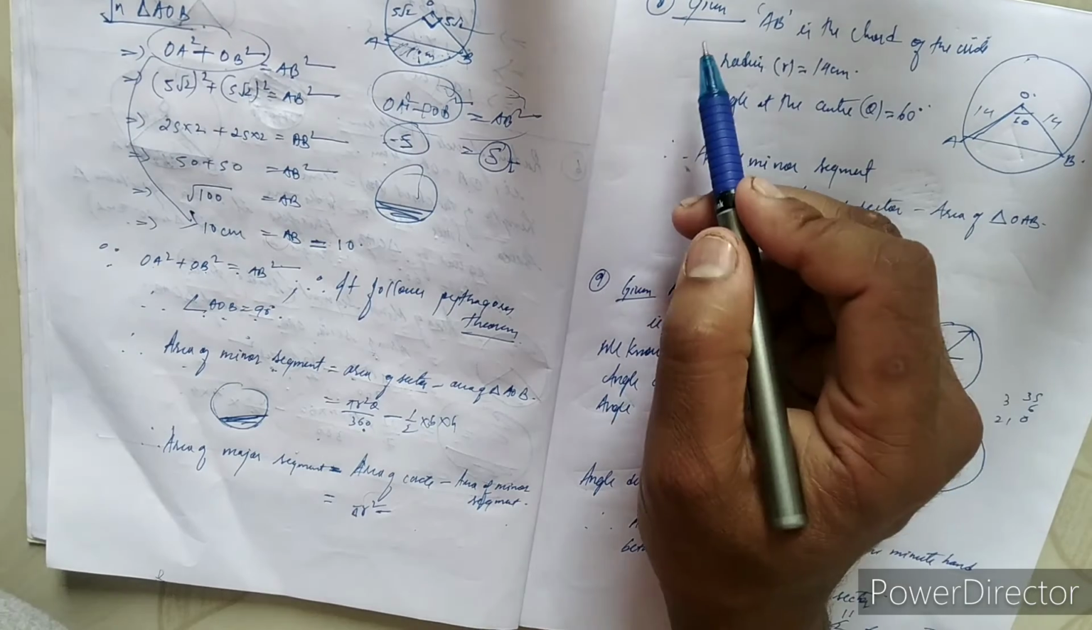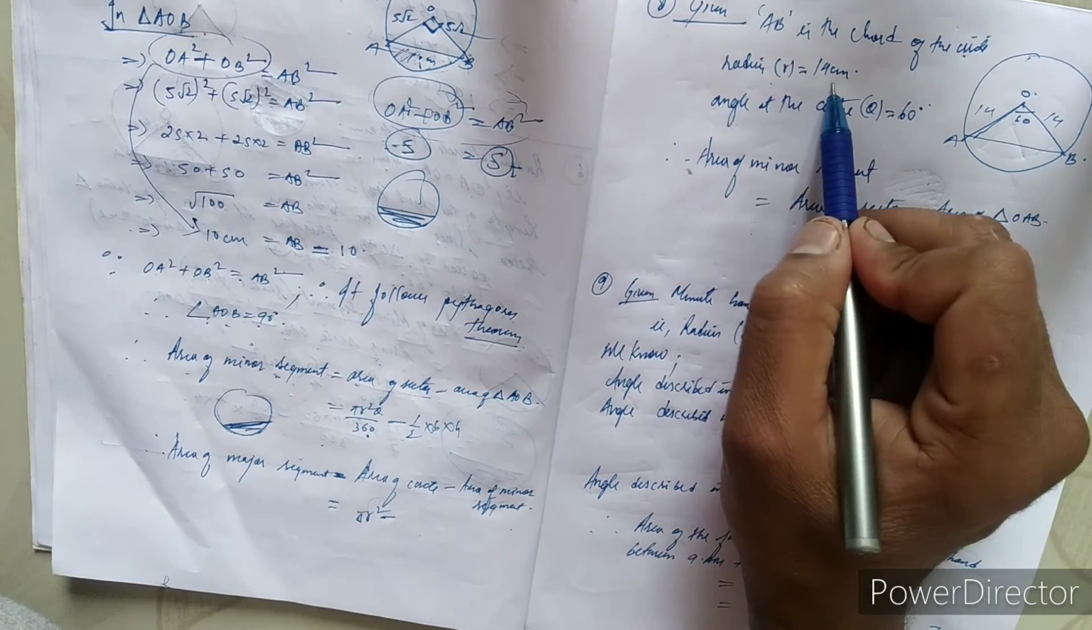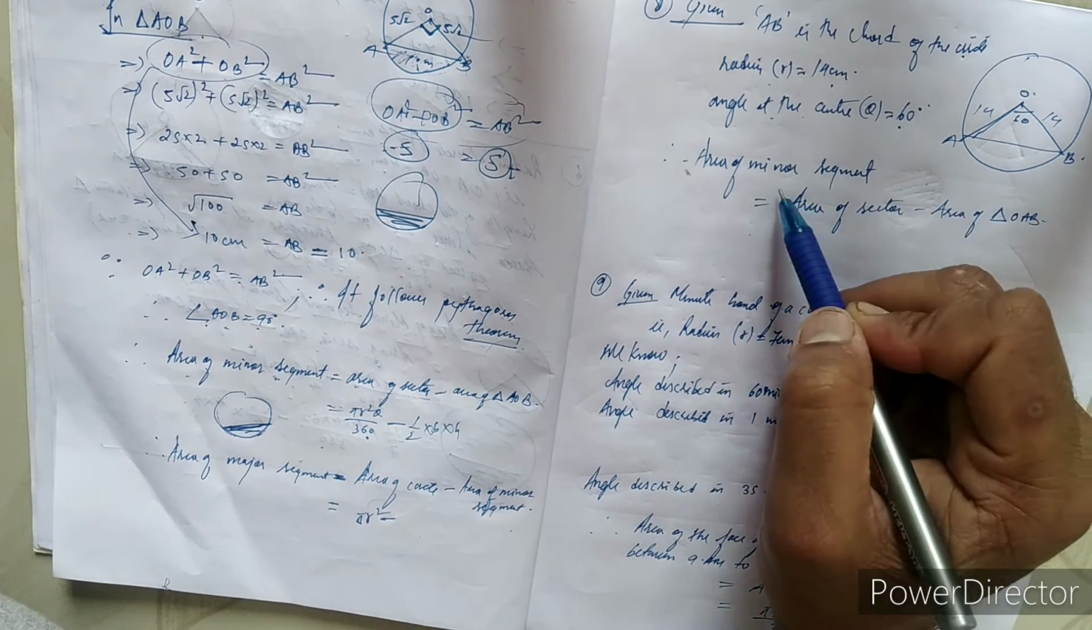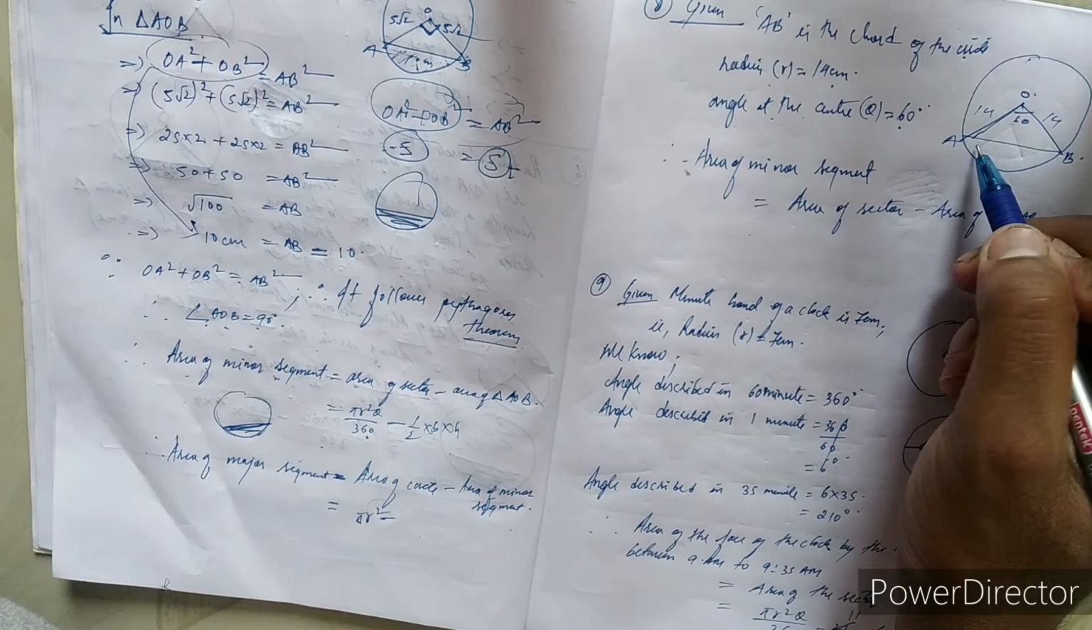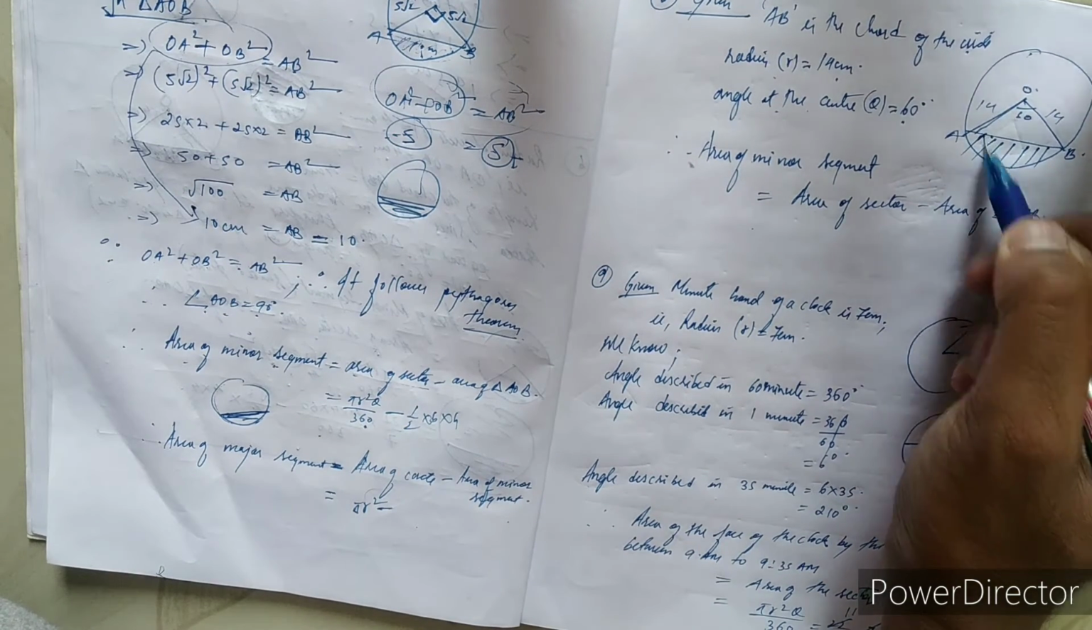Now next is question number 8. AB is the chord of the circle, that is given in the question. Radius is given to be 14, angle at the center is 60 degrees. Now you have to find the area of minor segment, which is this one. So how can we find this portion?